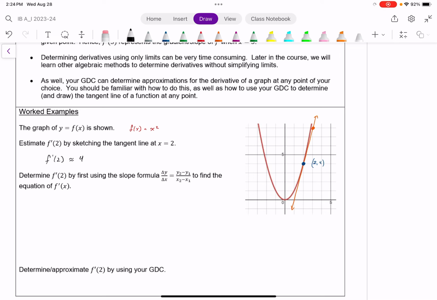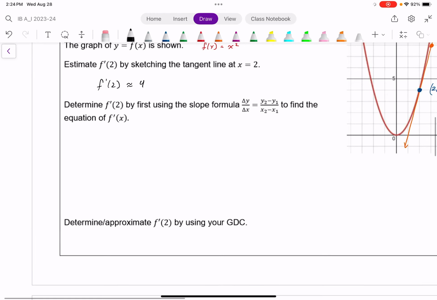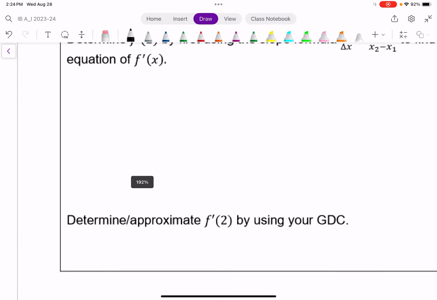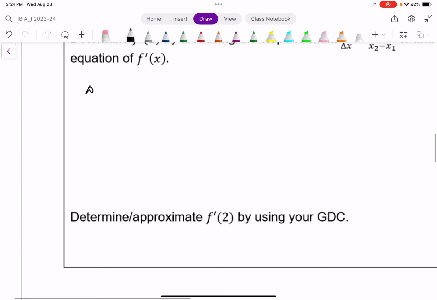I now want to actually calculate it exactly, first by using the slope formula to find an exact value. Now, this can get deceivingly tricky quickly, so we're actually not going to do this a lot in this course, although I'll show you one way here. And so the slope formula: the change in y over the change in x.